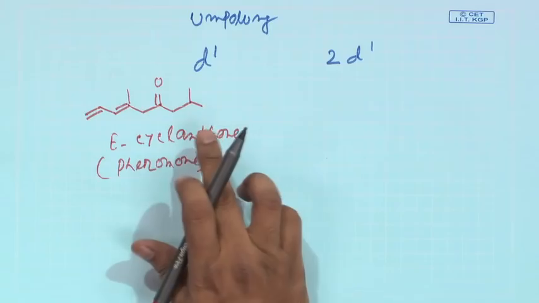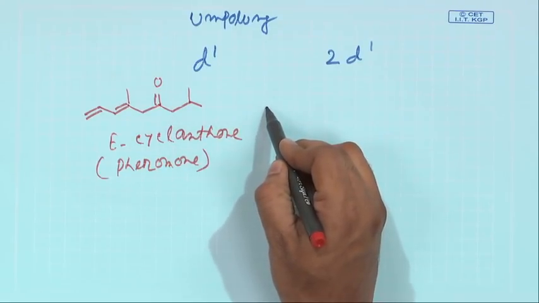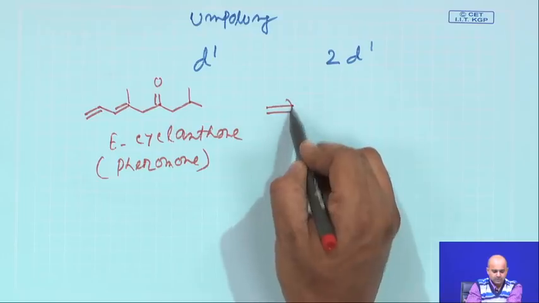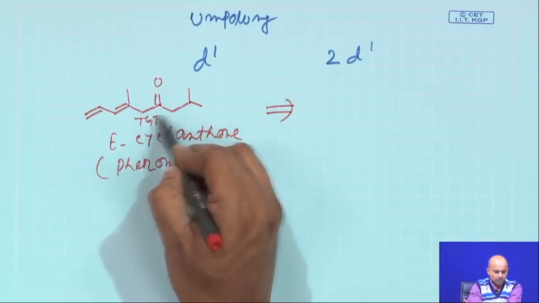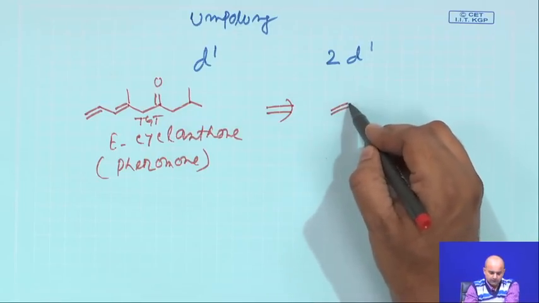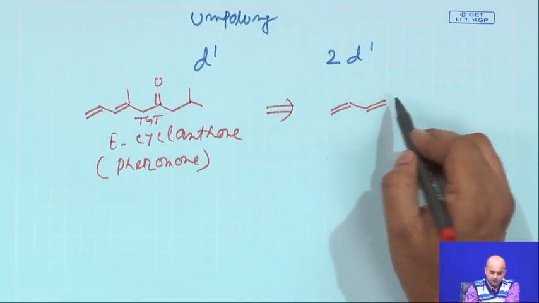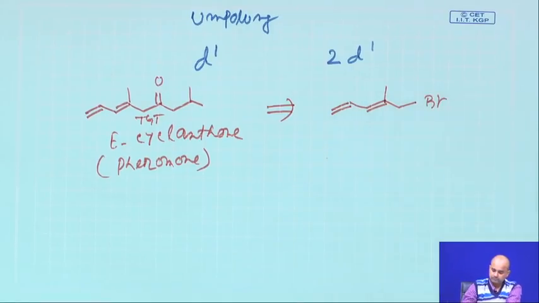Now, this particular natural product, cyclanthone, we will now do the retrosynthesis. The starting material was given to you for your analysis. I said the starting material which will be provided to you is this one.